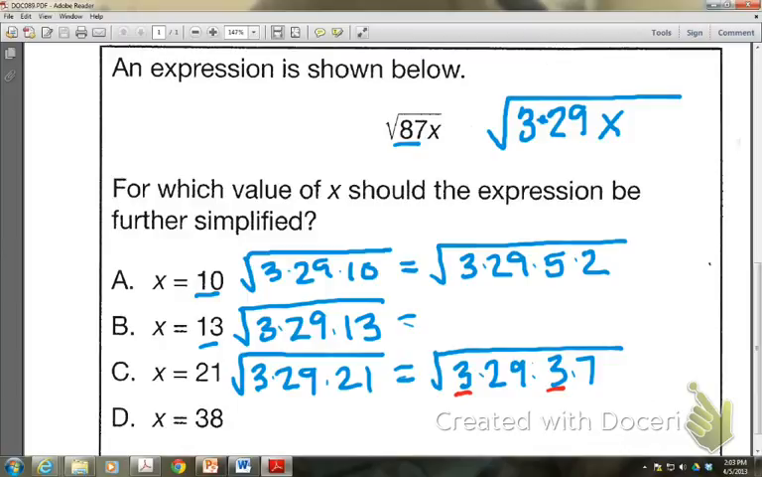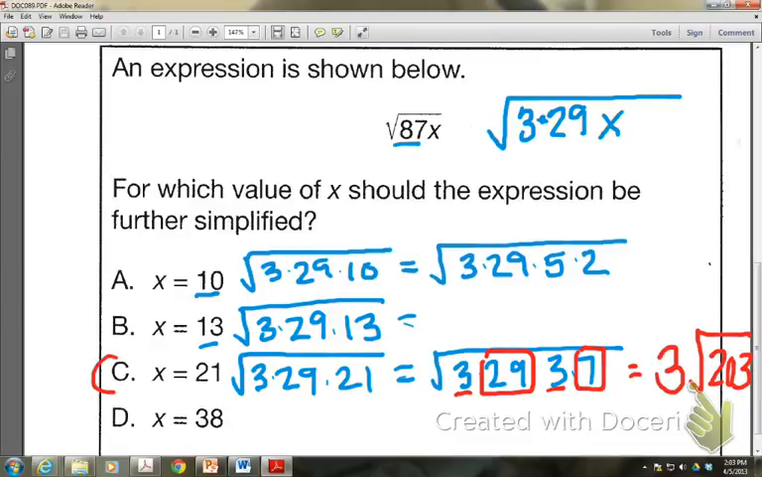Hey, I can take the square root of 9. So what is the square root of 9? The square root of 9 is 3. So a 3 will pop out in front of the square root. And then the 29 and the 7 are going to remain underneath the square root, but I'm going to go ahead and multiply those together and give it as 203. So 3 times the square root of 203.